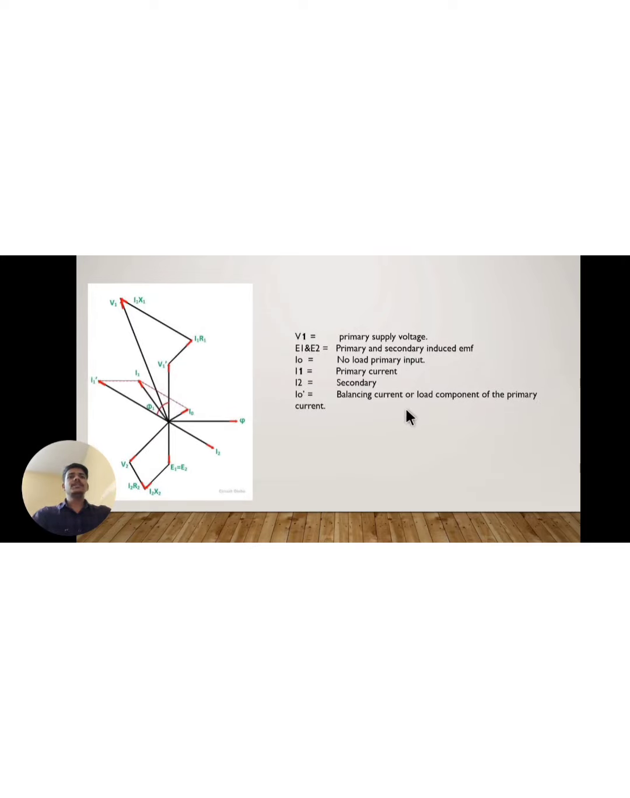This is the phasor diagram for the capacitive load. V1 is the primary supply voltage, E1 and E2 are the primary and secondary induced EMF. I0 is the no load primary input. I1 is the primary current, I2 is the secondary current, and I0 dash is the balancing current or load component of the primary current. When the transformer secondary is connected to a capacitive load, the current flowing leads the respective voltage.